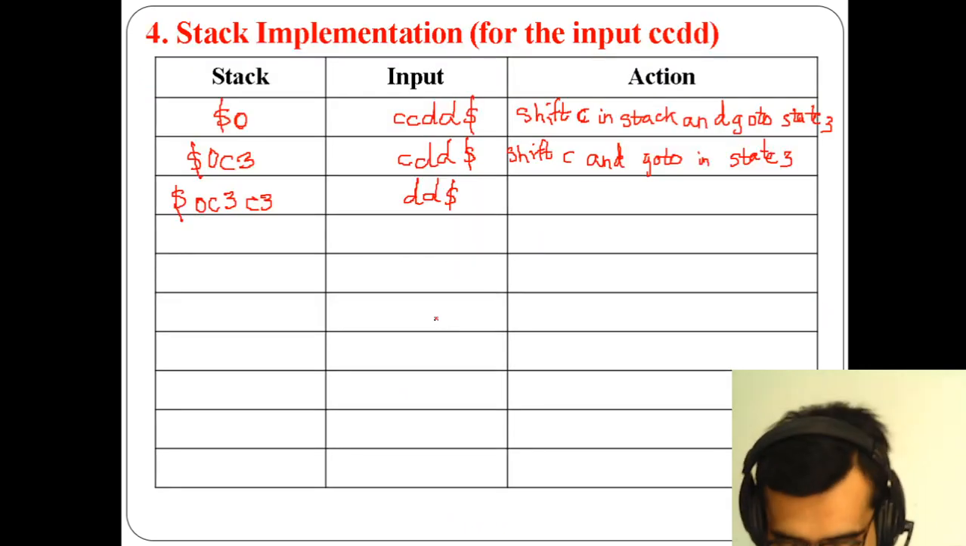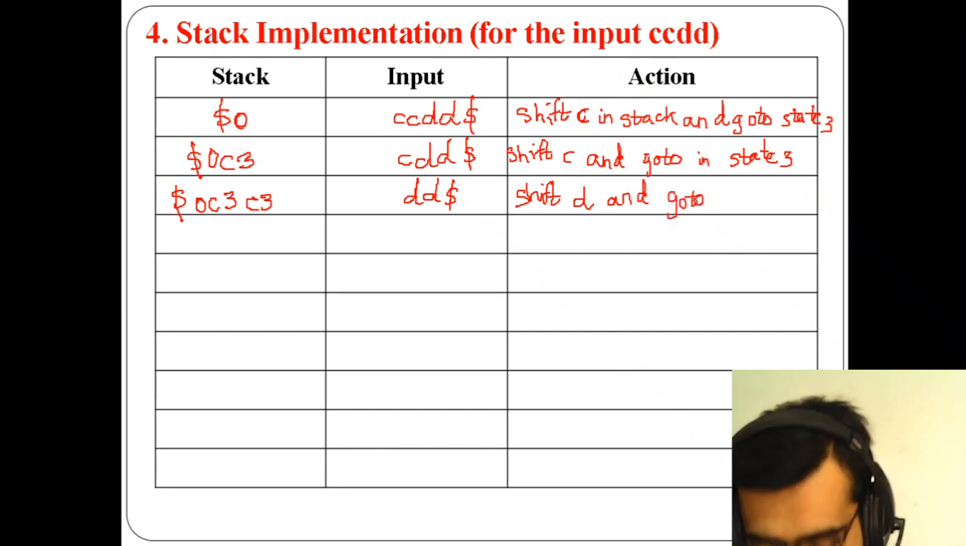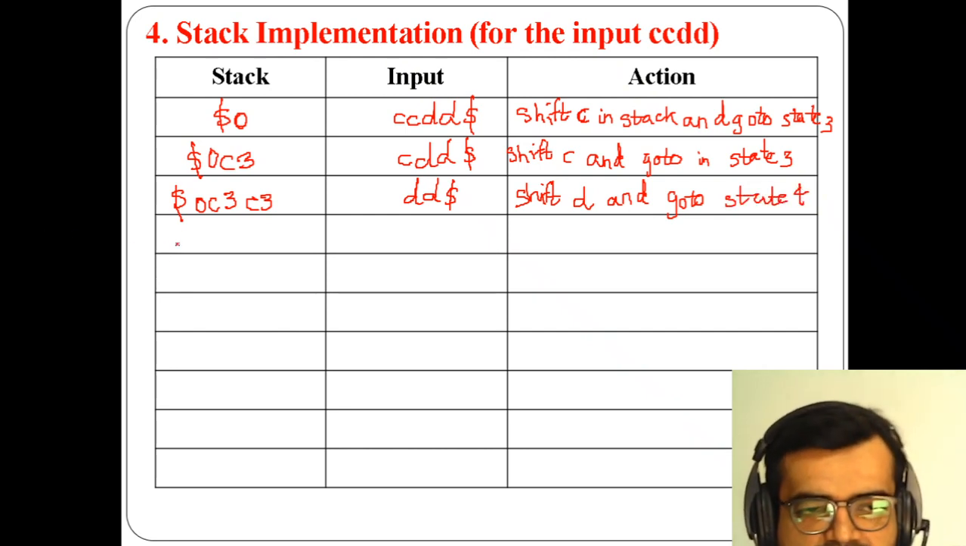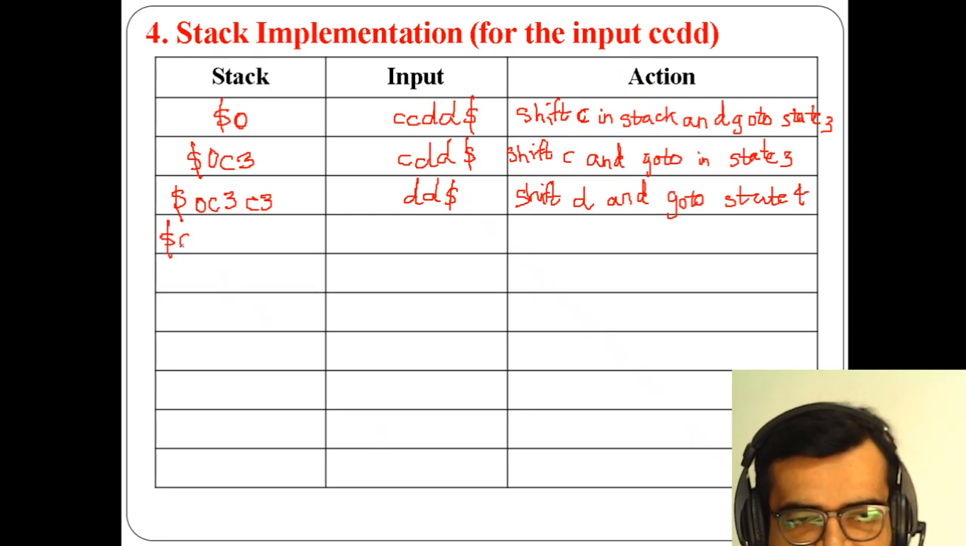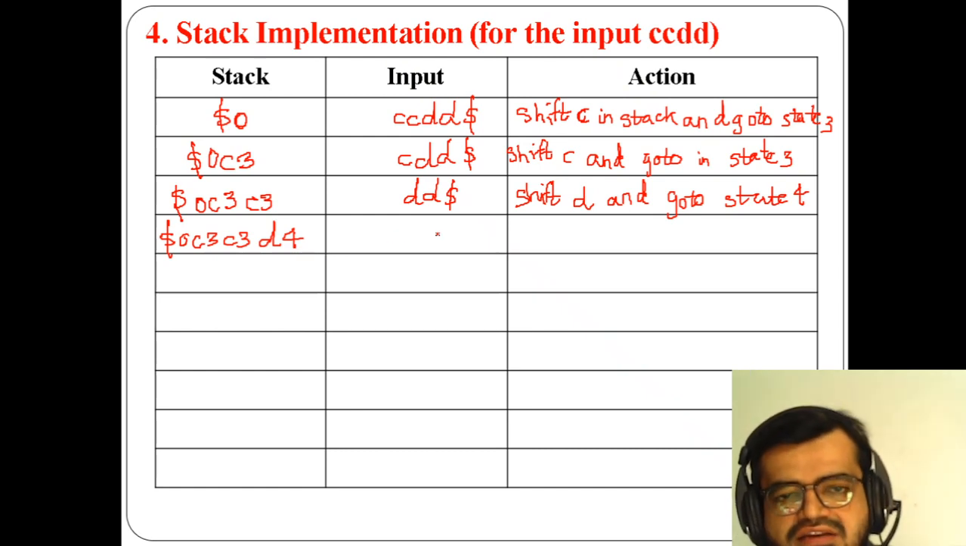So here again I am writing shift D. You are shifting D into the stack, and you are going to state 4. So how should I write now? $0 C3, and again D is there, and it has been shifted to the fourth state, so I am writing D4 here. Now what remains?